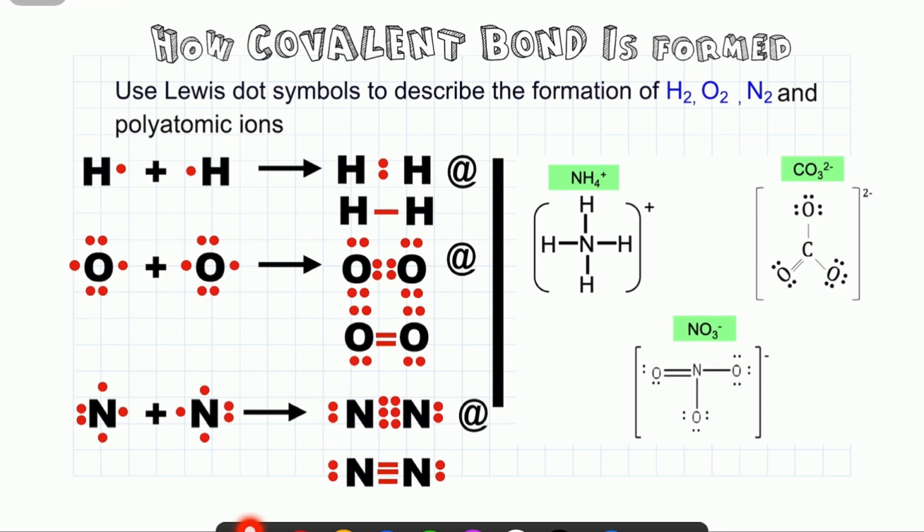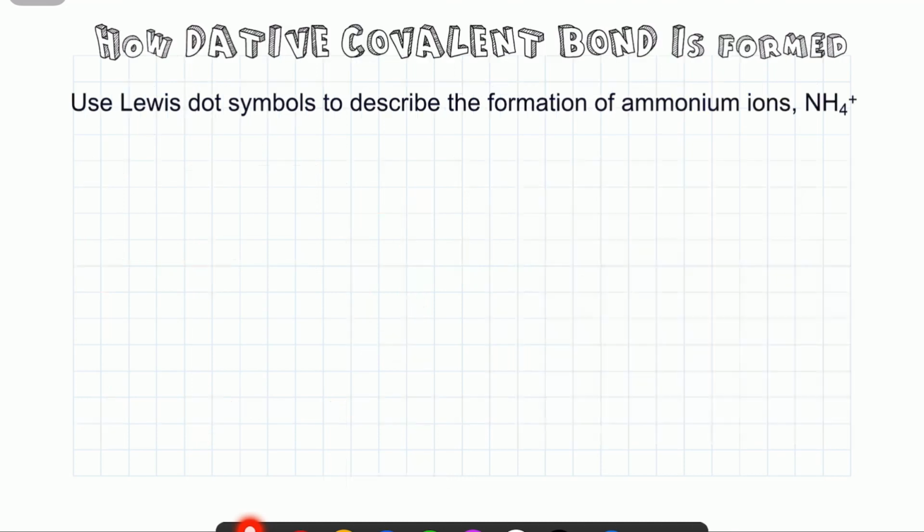configuration or octet rule, each atom has 8 electrons around it, with an exception for hydrogen. It is not an octet but a duplet, so it only has 2 electrons. We refer to this bonding, where it shares with the nitrogen. So remember, hydrogen only has 1 electron, and that 1 electron is shared with another atom by forming a bond.